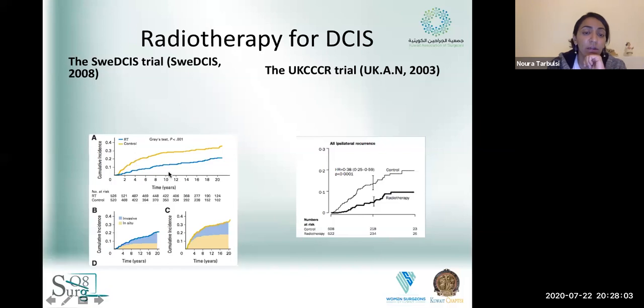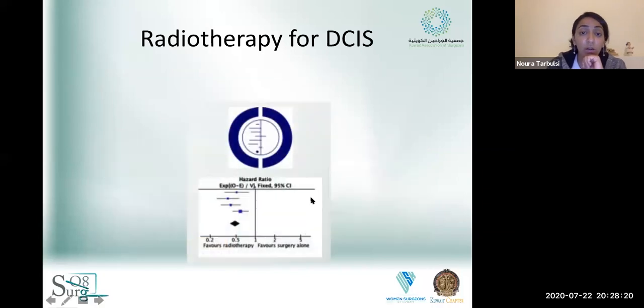This is the Swedish trial. Again, it demonstrates that patients receiving radiotherapy had lower cumulative incidence of recurrence. And this is the UK trial, again, control versus radiotherapy. Radiotherapy arm had lower ipsilateral recurrences. All those 4 big trials combined in a Cochrane meta-analysis, and you could see that it's in favor of radiotherapy with a hazard ratio of 0.5. So 50% reduction in the risk of local recurrence. And that's why every patient that has a lumpectomy for DCIS, we refer them for consideration for radiotherapy.